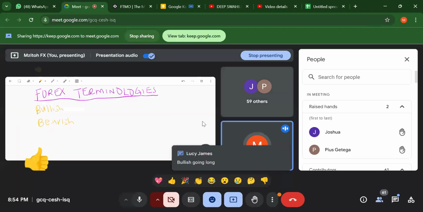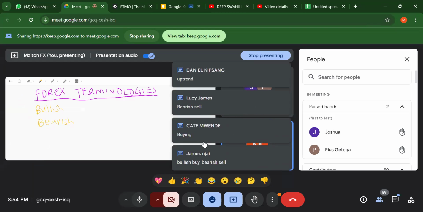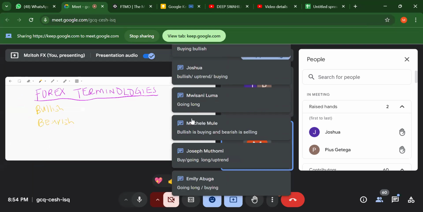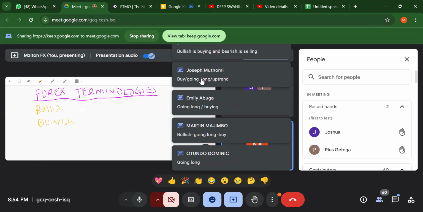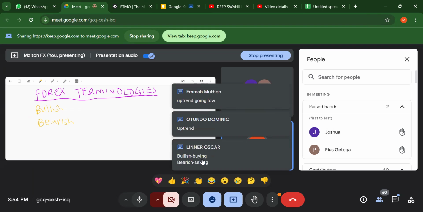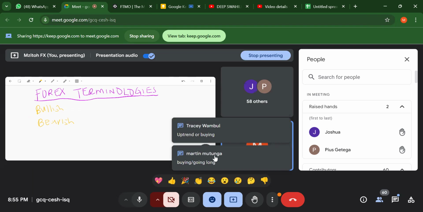What does bullish mean? Bullish is the same as going long, Lucy James. Buy, Otundo Dominic. Yes. What does bullish mean and bearish? Uptrend, Kipsang. Bearish means sell. Buying is bullish, okay? Collins Juma, buying is bullish. Joshua, bullish uptrend buying. Going long, buying, going long uptrend, bullish is going long, bullish is buying. Tracy Wambui, buying uptrend. Martin Matungu, buying.